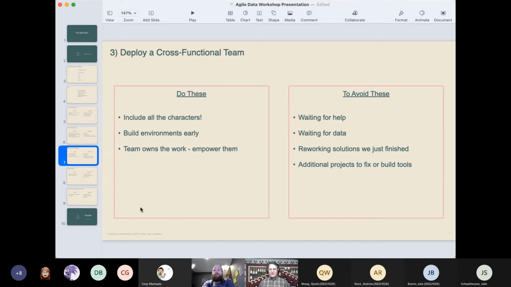Include all the characters in the team. So you want that engineer, you want that DevOps person, you want that product person. If there's marketing involved, you want that marketing person. If there's an SME, you better have that SME. If there's a data scientist, you want them too. It's a big team, yes.